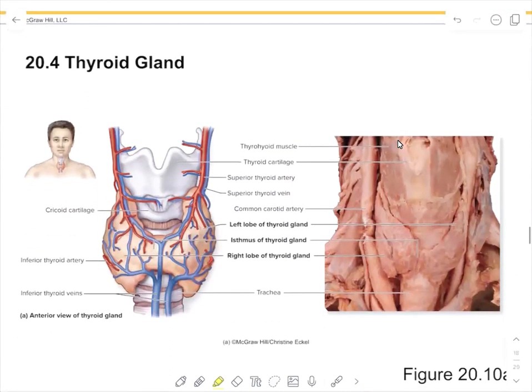So our first organ, which is outside of the brain, is the thyroid gland. In this view, we can see the different lobes of the thyroid gland, the different parts of it. And you can see that it sits just inferior to the larynx and also anterior to the trachea.